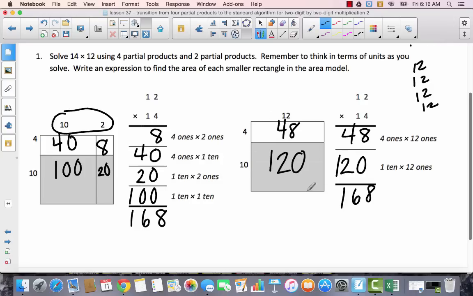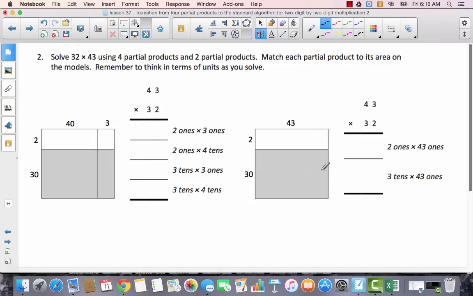So you can see this is the same strategy. It's just a little bit shorter. We did 2 partial products. Over here we did 4 partial products. This is leading into standard algorithm. Okay? All right. Now it says we're going to do the exact same thing for 43 times 32.